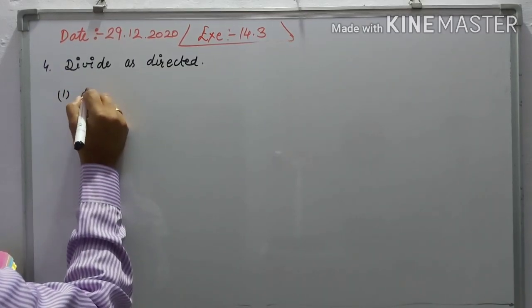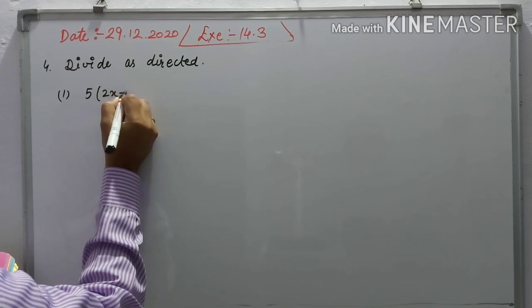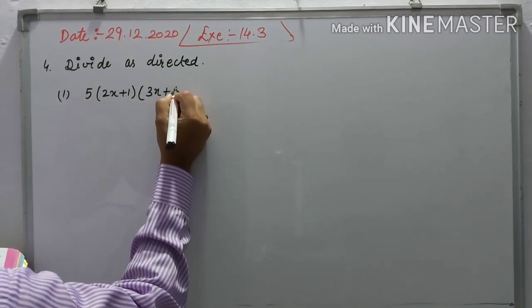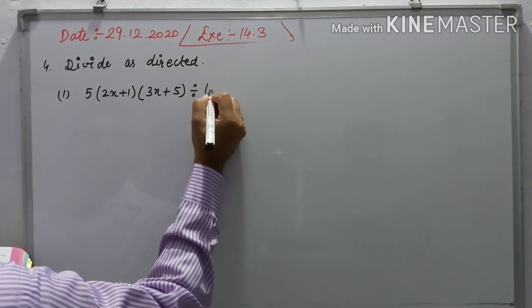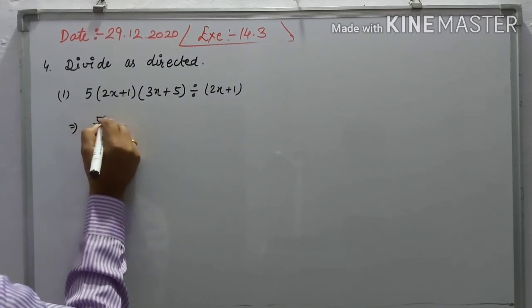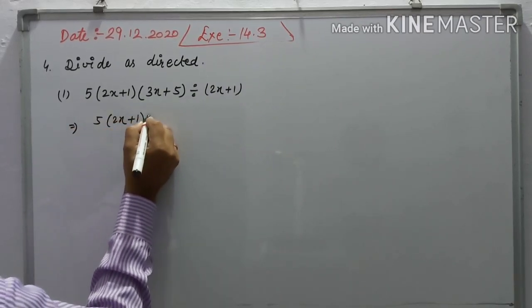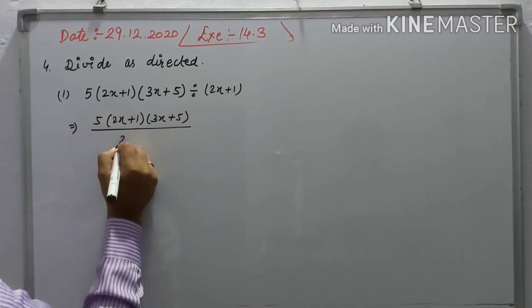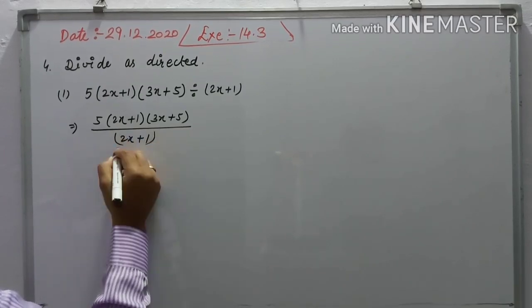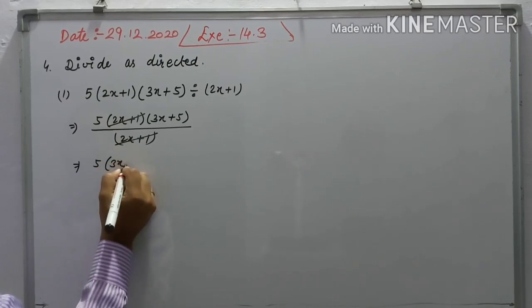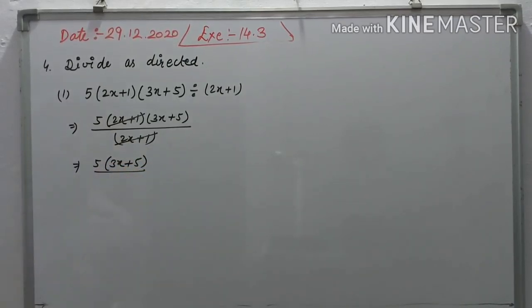Given 5 in the bracket 2x plus 1 and second bracket 3x plus 5, divided by 2x plus 1. Then we write 5 (2x plus 1) and second bracket (3x plus 5), divided by 2x plus 1. The 2x plus 1 cancels, and the remaining is 5 into (3x plus 5), that is the answer.